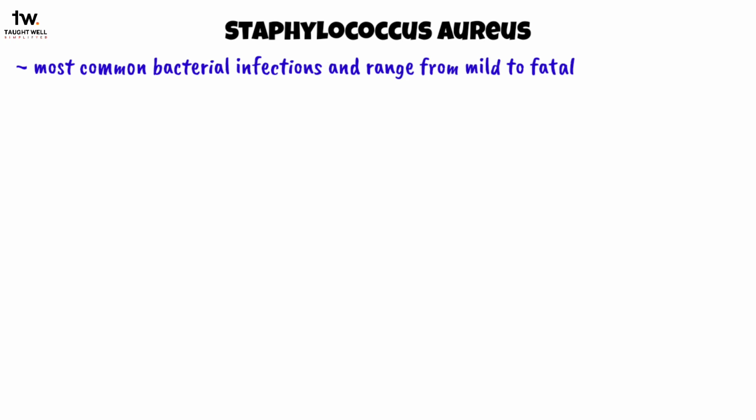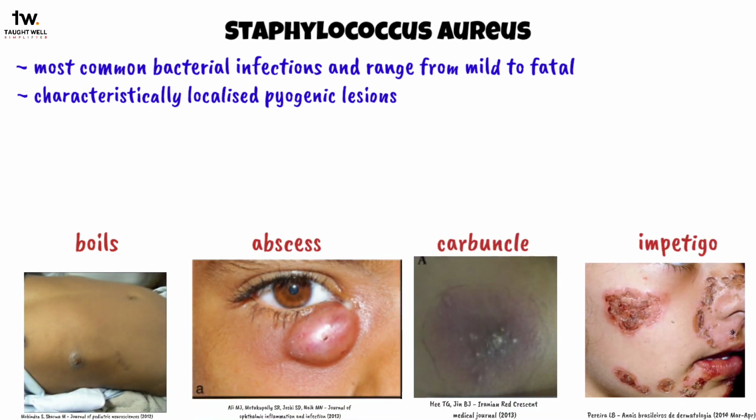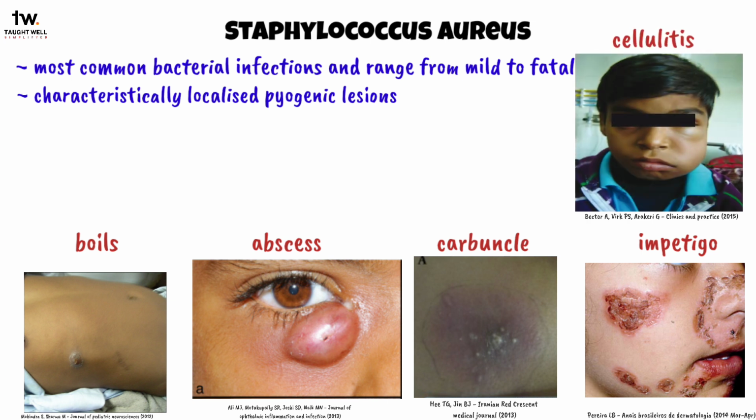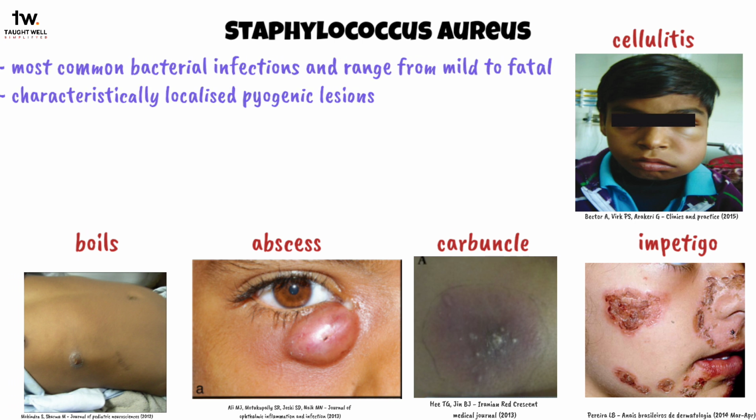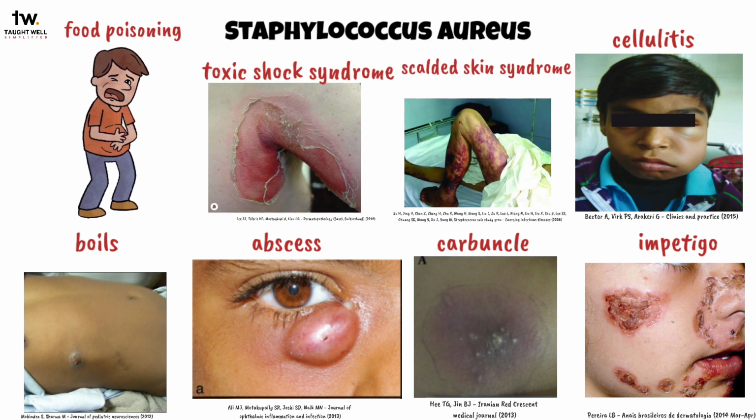Staphylococcal infections are among the most common bacterial infections and range from mild to fatal. They are characteristically localized pyogenic lesions, which is in contrast to the spreading nature of streptococcal infections. A few common pyogenic Staphylococcus aureus infections are boils, abscess, carbuncle, and impetigo. Staphylococcus aureus can also cause cellulitis. It is also a common reason behind wound infection. The common toxin-mediated staphylococcal diseases are food poisoning, toxic shock syndrome, and scalded skin syndrome.